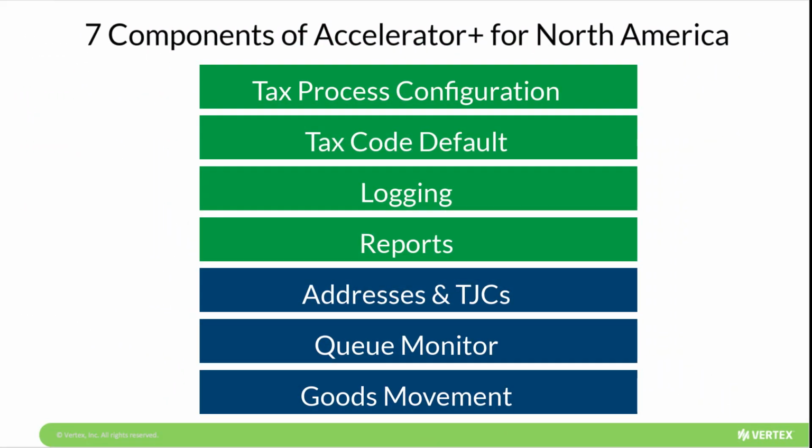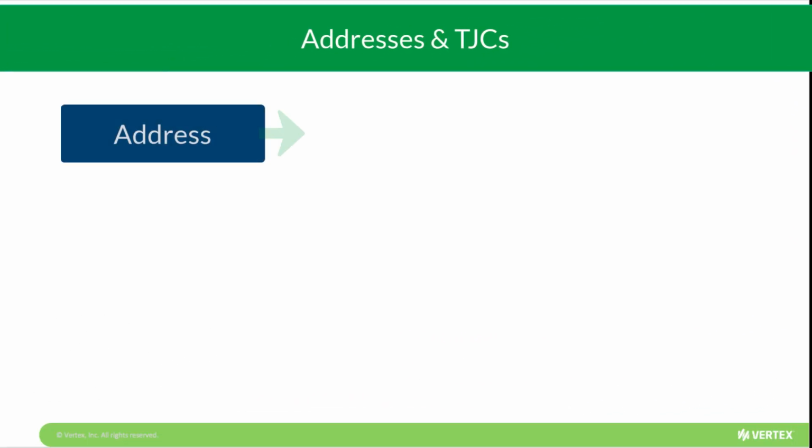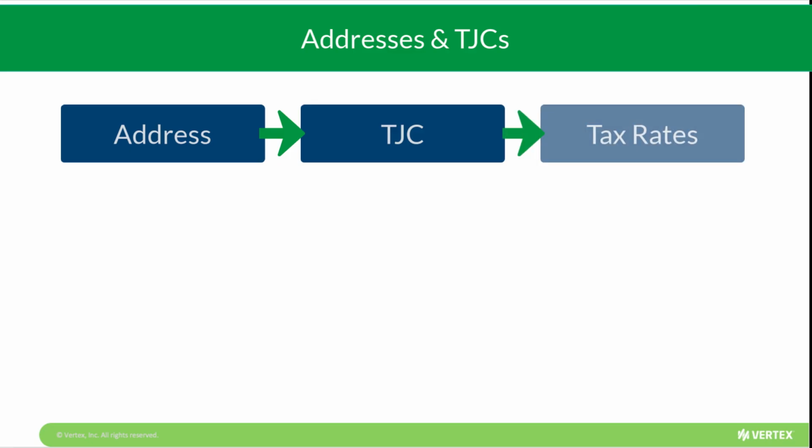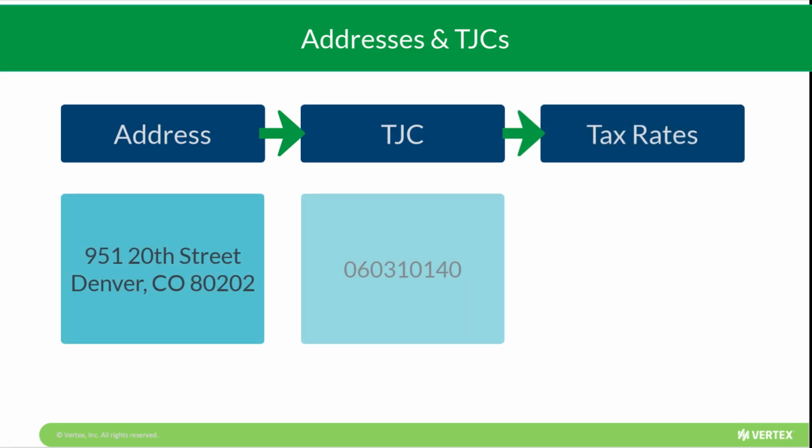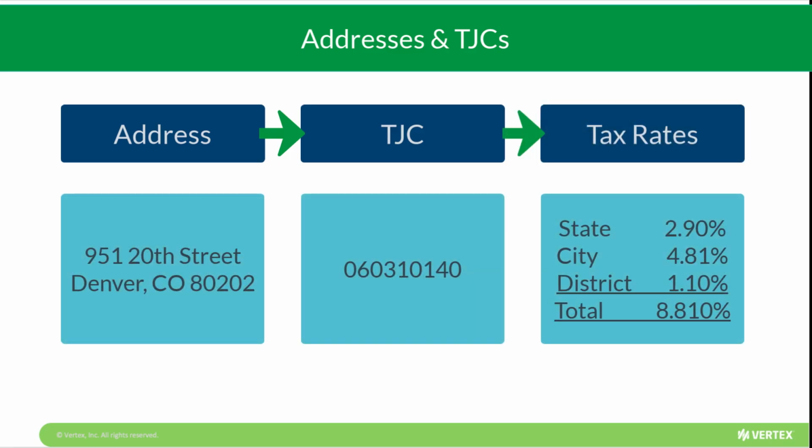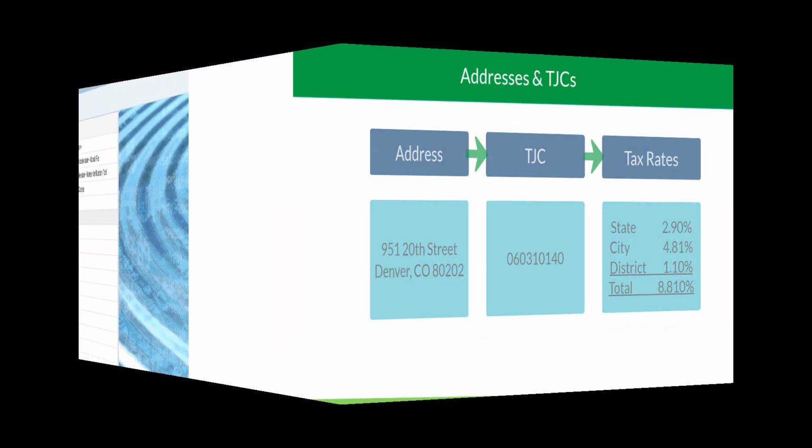So, at this point, we have covered a lot of great features with Accelerator Plus, and we still aren't done. Let's now look at the address management tools that are included in Accelerator Plus. Managing addresses and tax jurisdiction codes, or TJCs, are a vital part of accurate tax calculations, as the tax rate can be very specific down to the city and county.